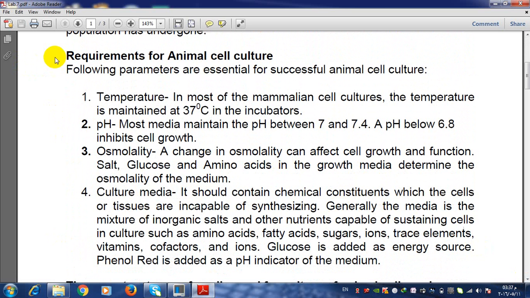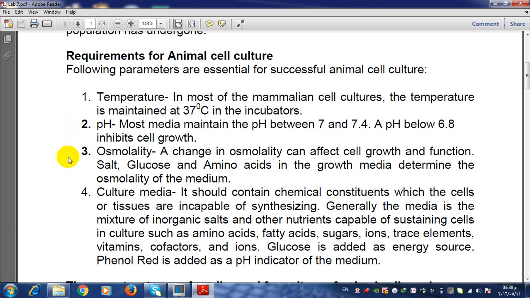Requirements for animal cell culture. The following parameters are essential for successful animal culture. Number 1. Temperature. In most mammalian cell cultures, the temperature is maintained at 37 degrees centigrade in the incubators. Number 2. pH. Most media maintain the pH between 7 and 7.4. A pH below 6.8 inhibits cell growth.